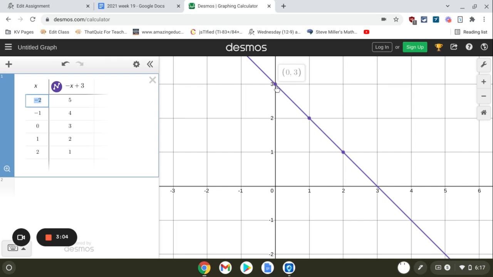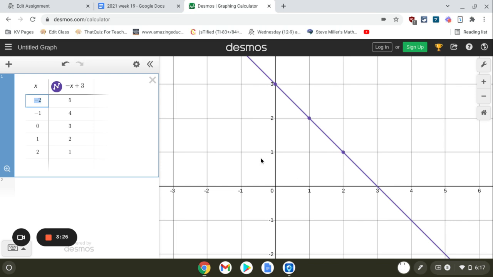So we see my y-intercept is 3. The slope was negative 1, and that describes how the points go with each other. They go up and down 1, and then left and right 1 from each other. Down 1, and then right 1. Down 1, right 1. And it keeps doing that over and over.